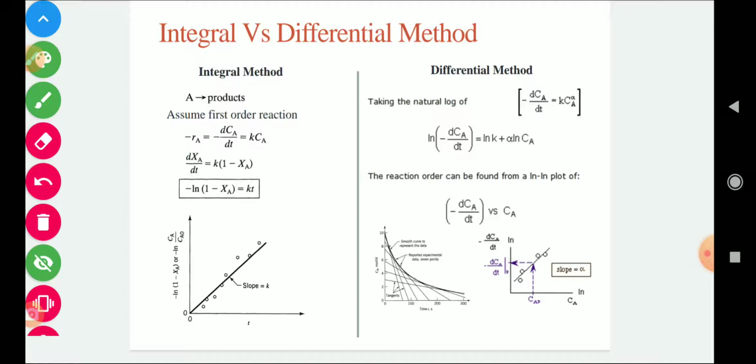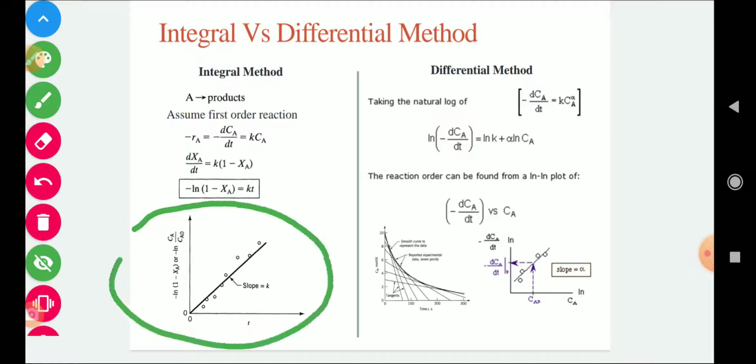On the other hand, in integral methods, we assume order of reactions. So if the order of reaction has some fractional value, then it is very difficult to find that fractional value using integral method, because there are infinite number of possibilities for a fractional value. So for that the differential method is more useful.